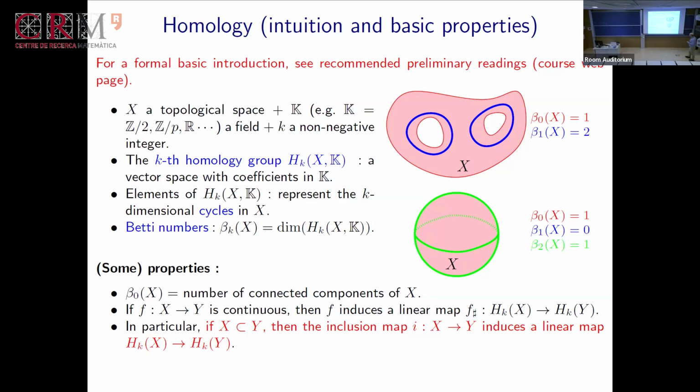Then you can build a vector space, which is called H_k of X, the k-th homology group of X. This is just a vector space whose elements represent the k-dimensional cycles in X. And the dimension of this vector space is what is called the k-th Betti number of X. It represents the number of independent cycles of dimension k in your space.